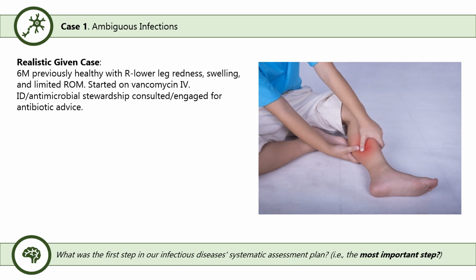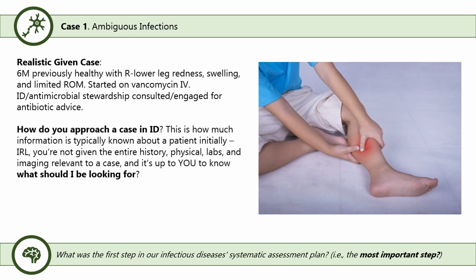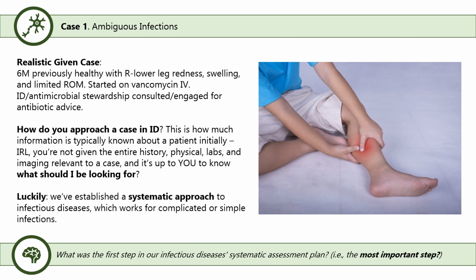Take the case you hear involving a 6-year-old male who was previously healthy, now with new right lower leg redness, swelling, and limited range of motion. The patient was started on vancomycin IV, and you, on the ID consult team, were engaged for antibiotic advice. So how would you begin to approach this case? What would you focus on? In Module 4, we created a systematic approach that we will apply here.